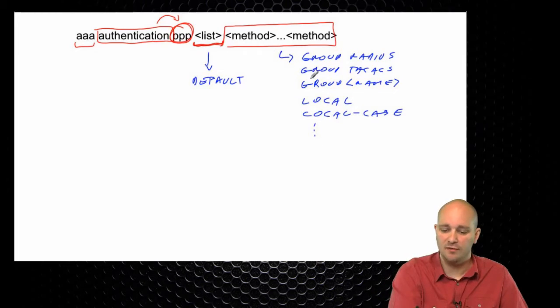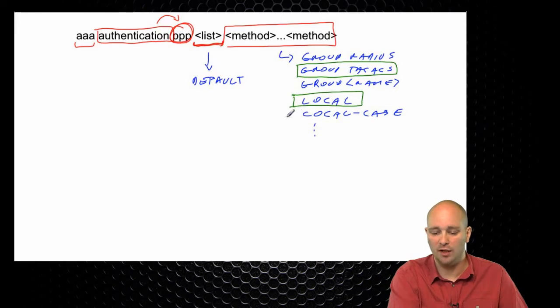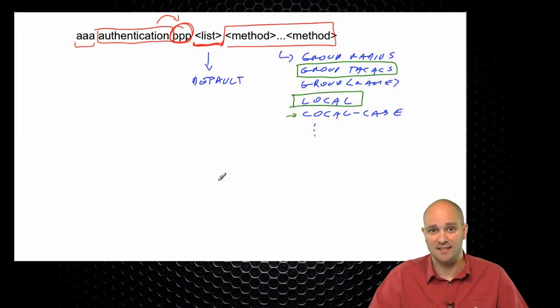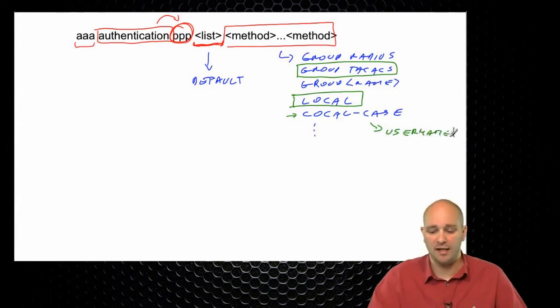Now, obviously, for our current example, what we need is group tacacs, and if that fails, we need to use the local case insensitive database. This means that we are going to be using local, because local-case is the actual case sensitive one. Also keep in mind that this pertains only to the username, because the password in IOS is always case sensitive. You cannot have a case insensitive password for AAA authentication.